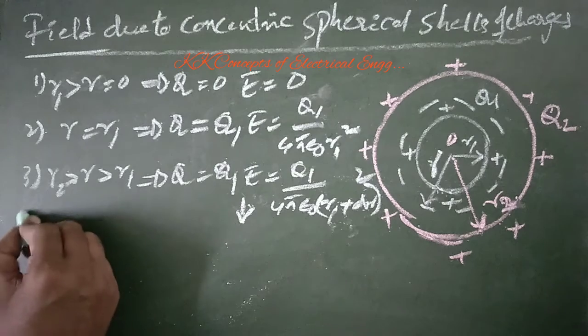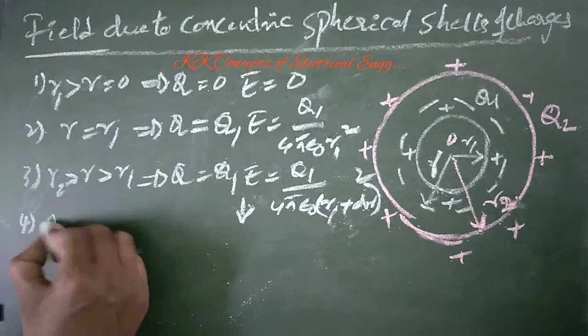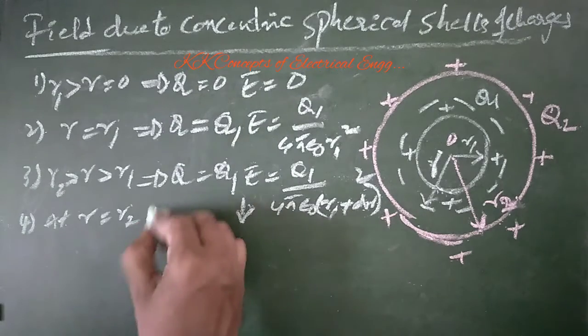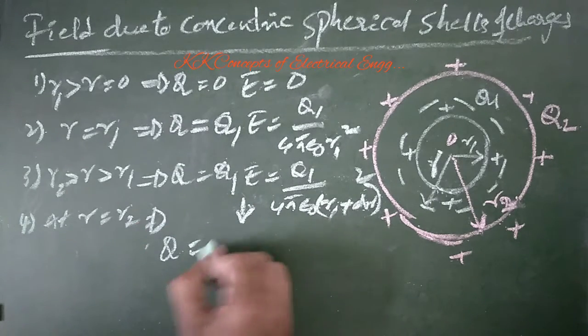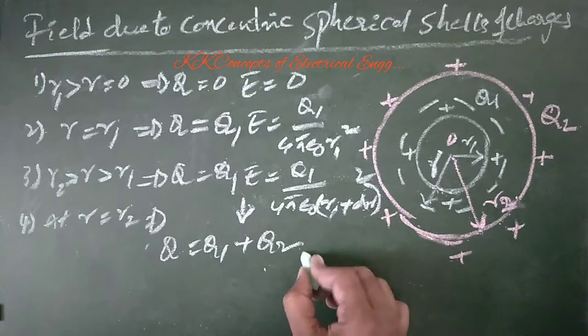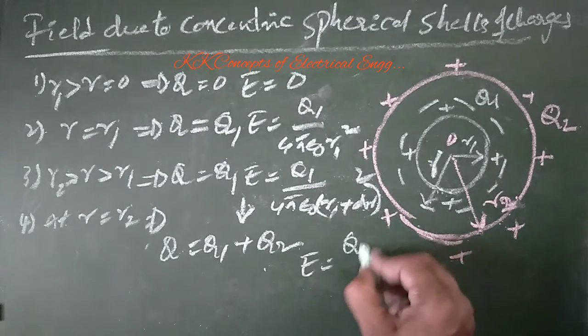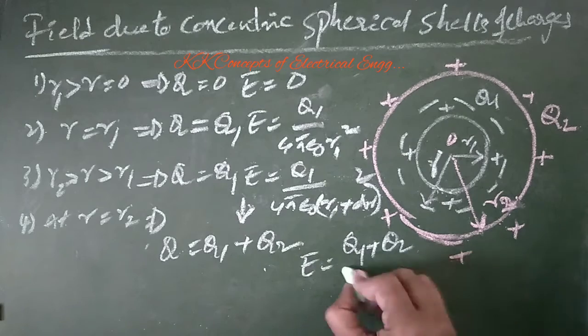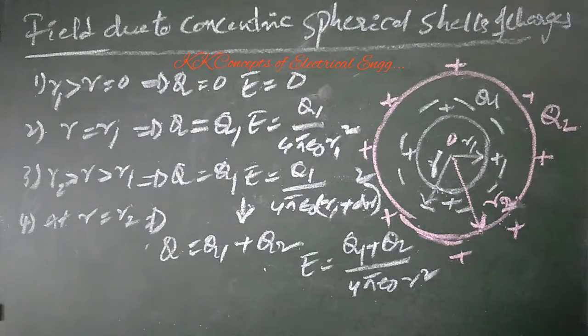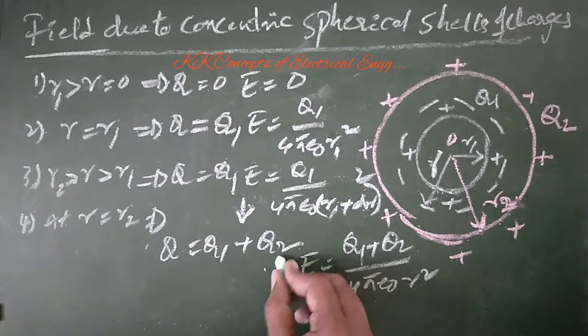Now case 4, at r equals r2, q equals q1 plus q2, then E equals q1 plus q2 divided by 4 pi epsilon naught r square. As the charge increases, the value again increases.